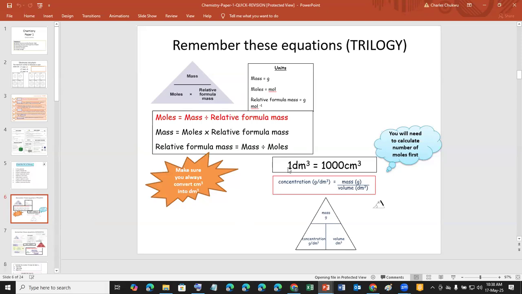Okay, then in terms of volume, 1 cubic decimeter is equal to 1,000 cubic centimeters. And concentration of usually an acid or a base, in terms of grams per dm³, is given by mass over the volume. So these are the clues that you need to remember. Make sure you always convert cubic centimeters to cubic decimeters.